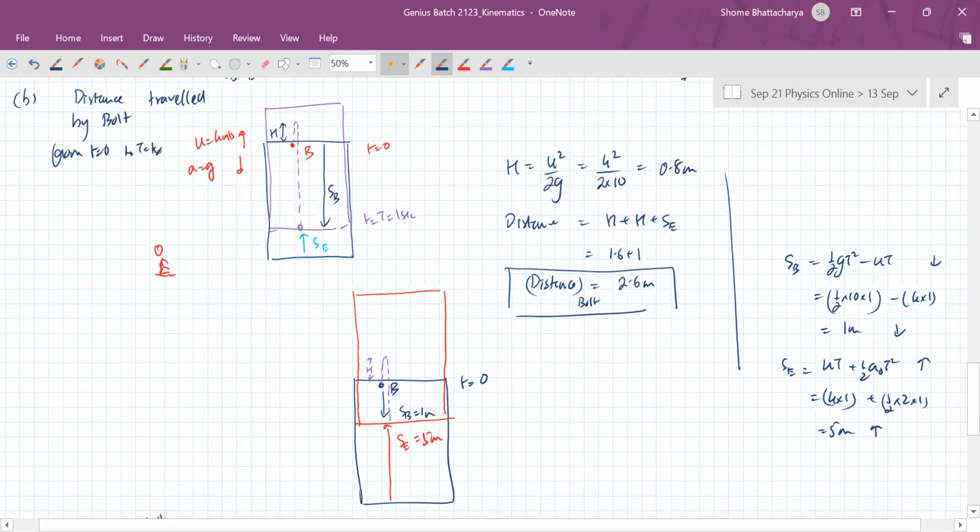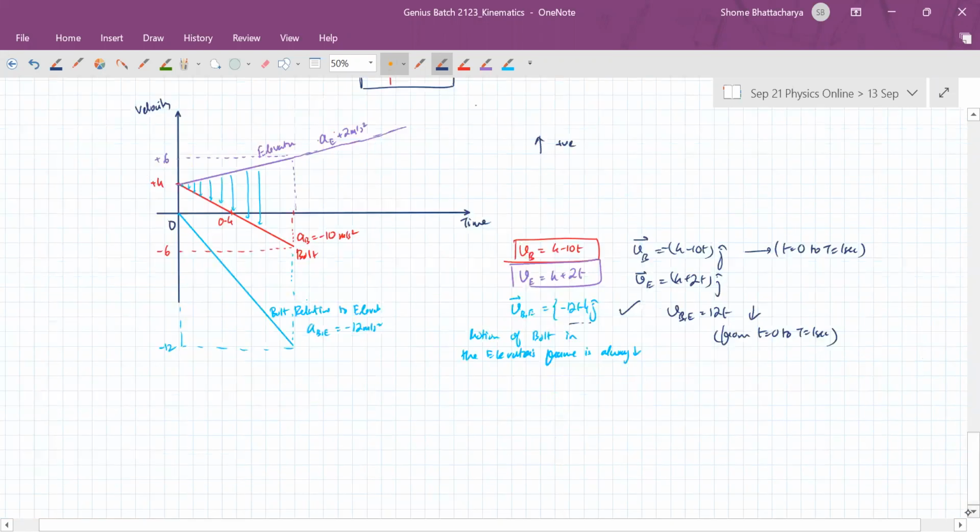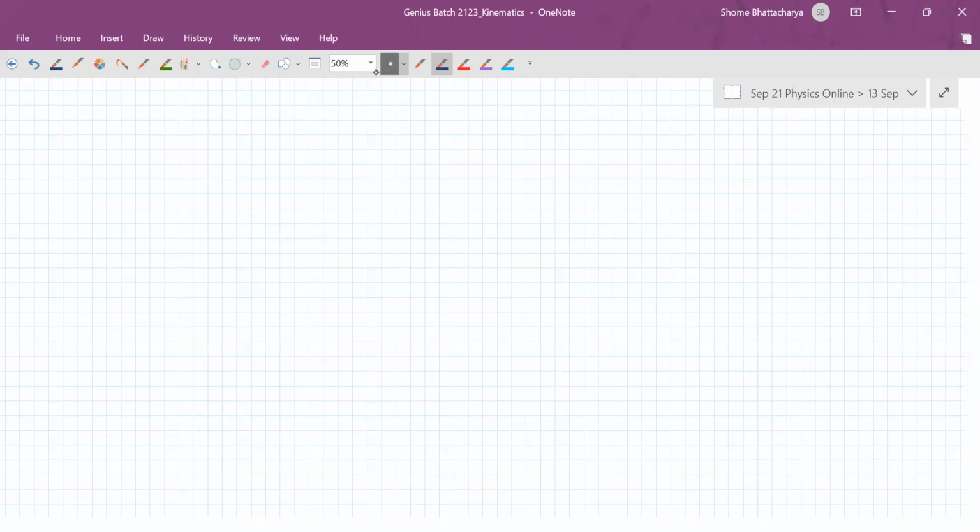to t equal to 1 second. Okay, because even after 1 second, the bolt continues to travel, so its distance will change. But only for that time when it was dropping inside the elevator. It was in fall inside the elevator. After 1 second, we are not concerned with what happens because the bolt might actually bounce off the floor, or it might just get stuck to the floor. So accordingly, its motion will be.